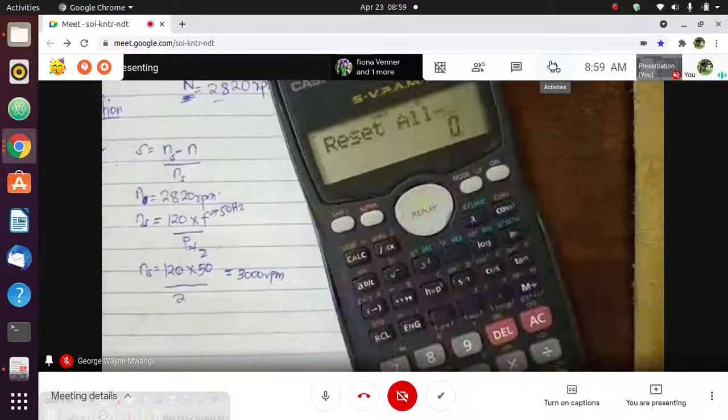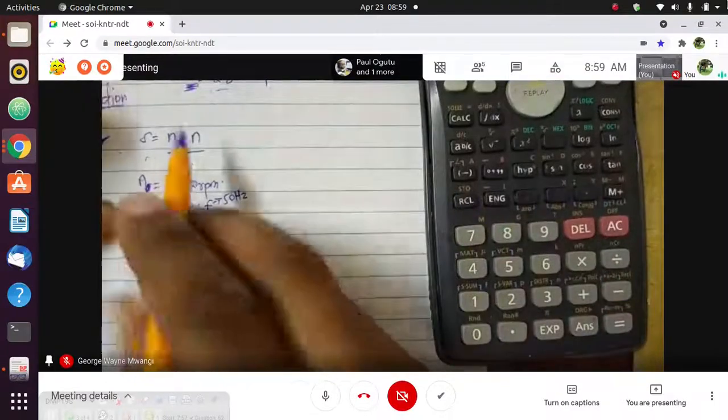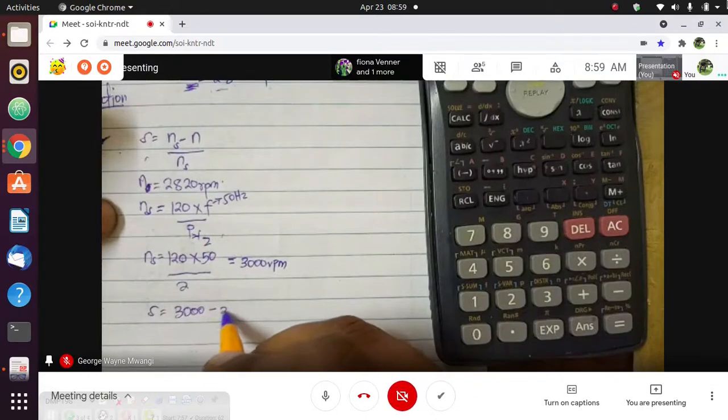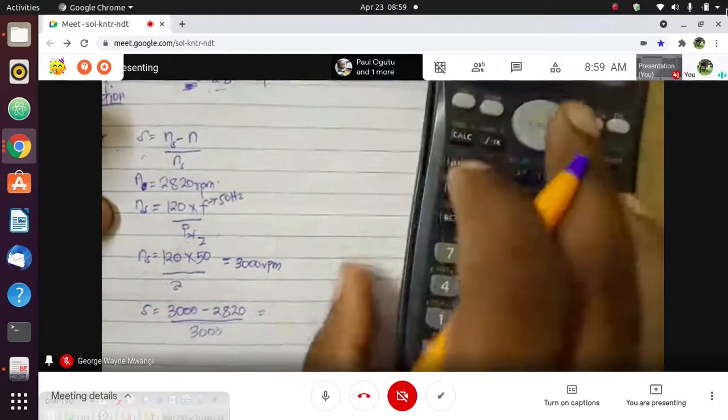Now we can therefore find the slip. Slip is NS, which is 3000, minus the rotor speed, which is 2820, divided by 3000. What will be the value of our slip?